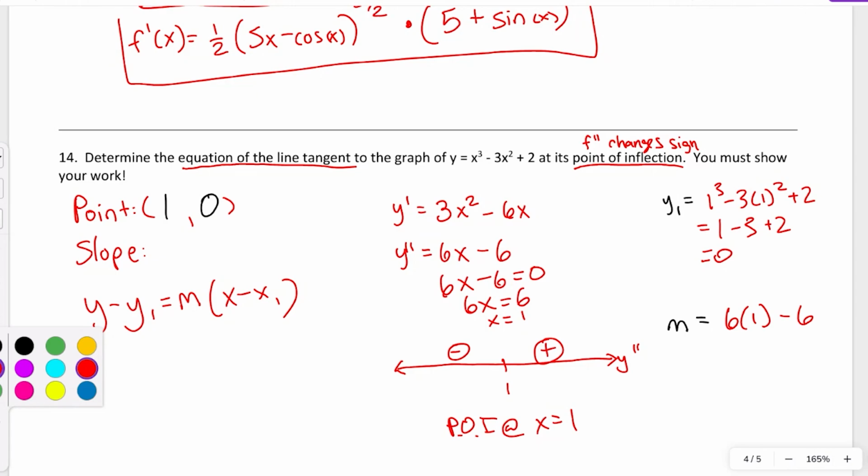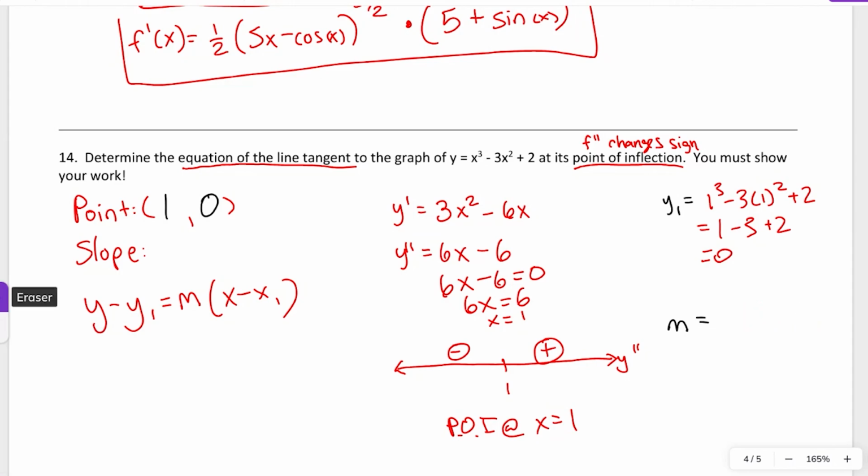0 times 1 plus 6. Yeah, I guess that's 0 also. Oh, wait a minute. I'm looking at the second derivative. There's no way that's going to be true. Okay, sorry. Yeah, we want to plug it into the first derivative, not the second derivative. I think I even said that. I don't know why I started plugging it into 6x minus 6.